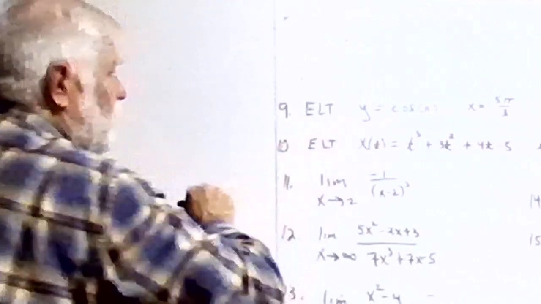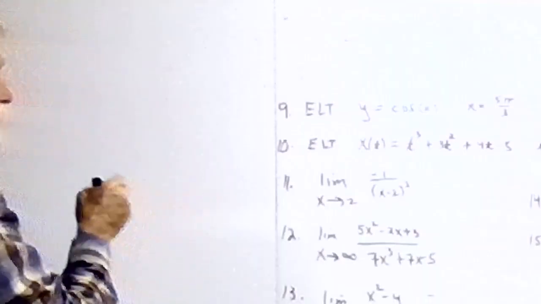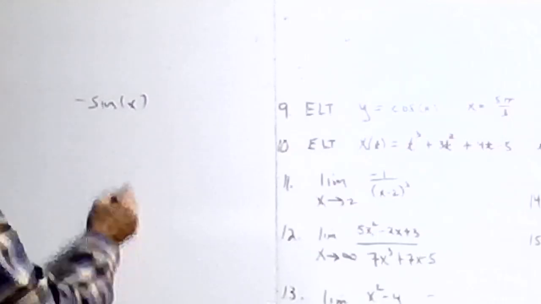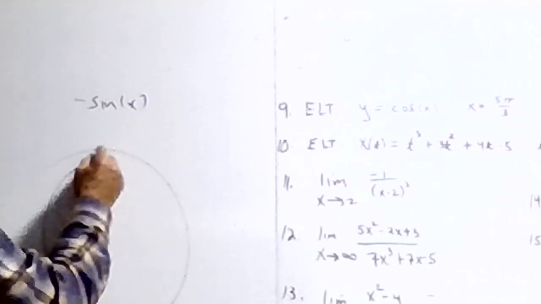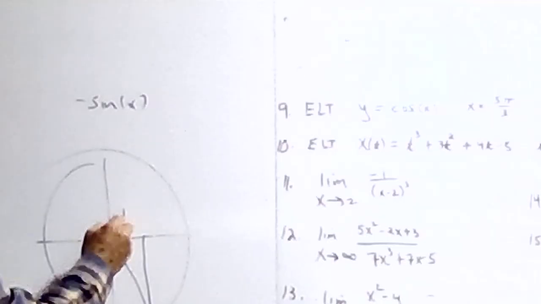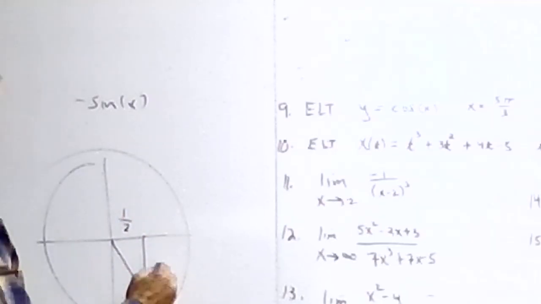Equation of line tangent to the cosine function. Well, the derivative of the cosine is minus sine. And we're at 5 pi over 3. So you should have your circle. You should be able to draw a triangle. You should know where 5 pi over 3 is. The width's a half. Height's negative root 3 over 2.